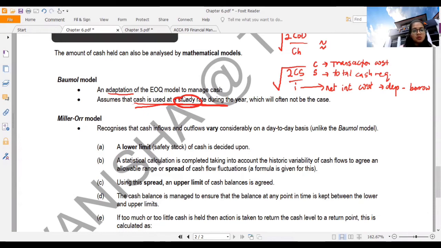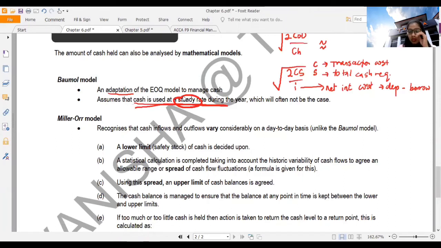Besides that, you also assume that there are no cash receipts during the period for which you are estimating your value of Q. The reality is that if your company is actively involved in trading their goods or providing services, definitely there will be a cash inflow and a cash outflow on a frequent basis. So again, this is an unrealistic model.